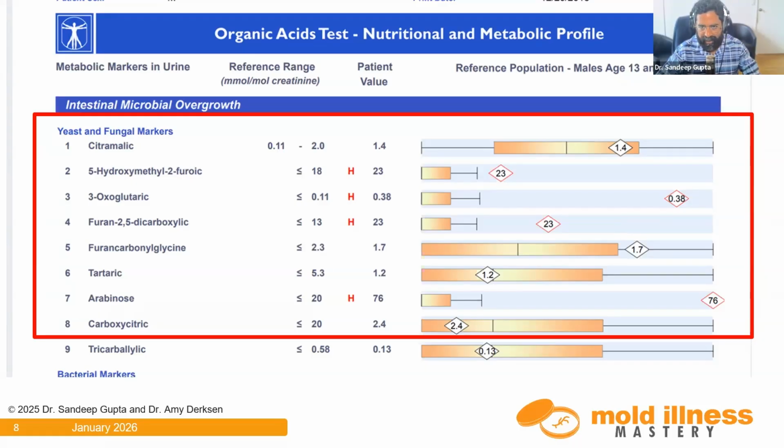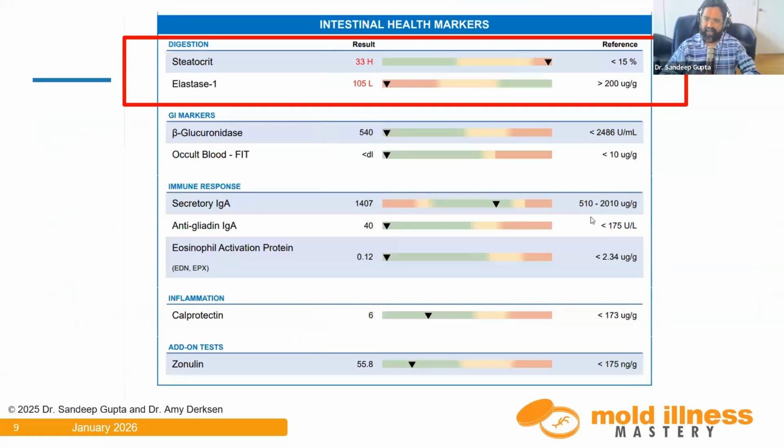So I believe the functional medicine practitioner just suggested a bit of nystatin, but didn't think anything of those other markers. And this is the next thing: on her GI-MAP, she actually showed fat malabsorption with that high steatocrit, and also she's showing pancreatic insufficiency.